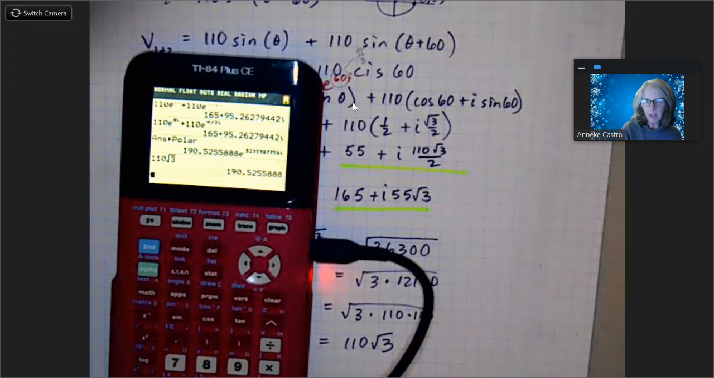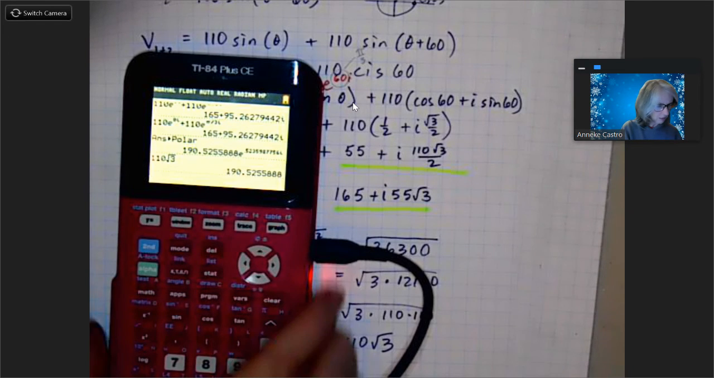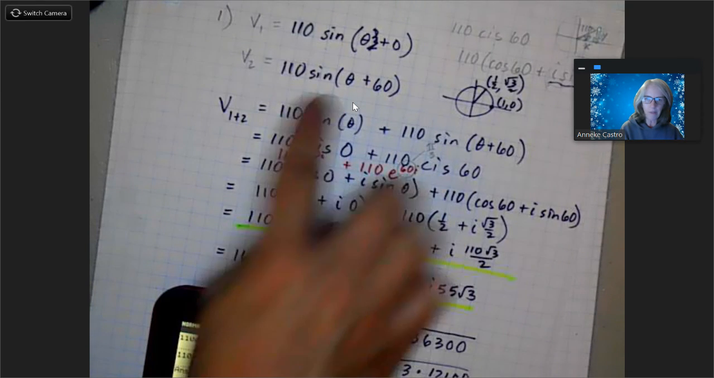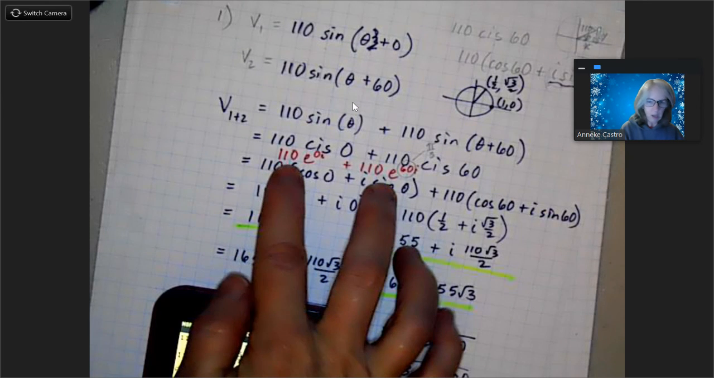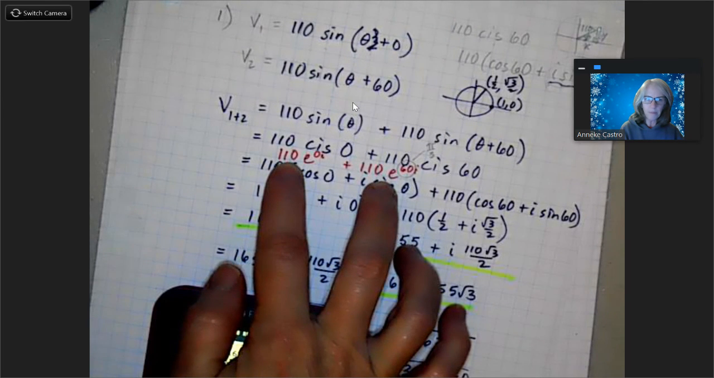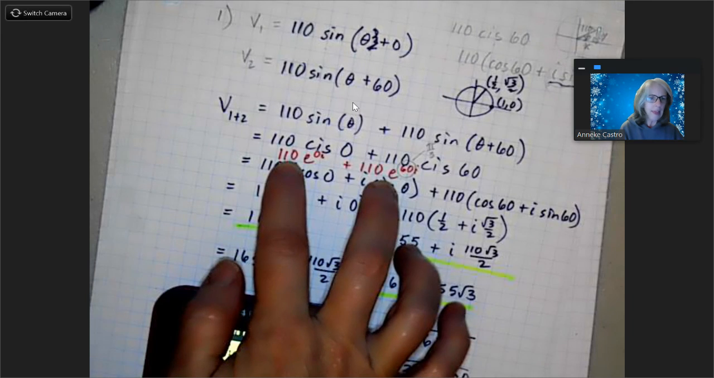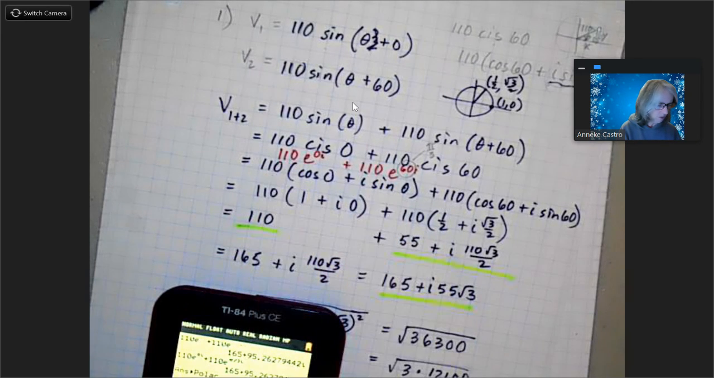So there it is. Really fast to do it on the graphing calculator, but you do need to know how to get this problem into your graphing calculator. So I change them to phasor form and then change phasor form to Euler form, sorry. And then I can put them into my graphing calculator. All right, so that's number 1 with the graphing calculator.